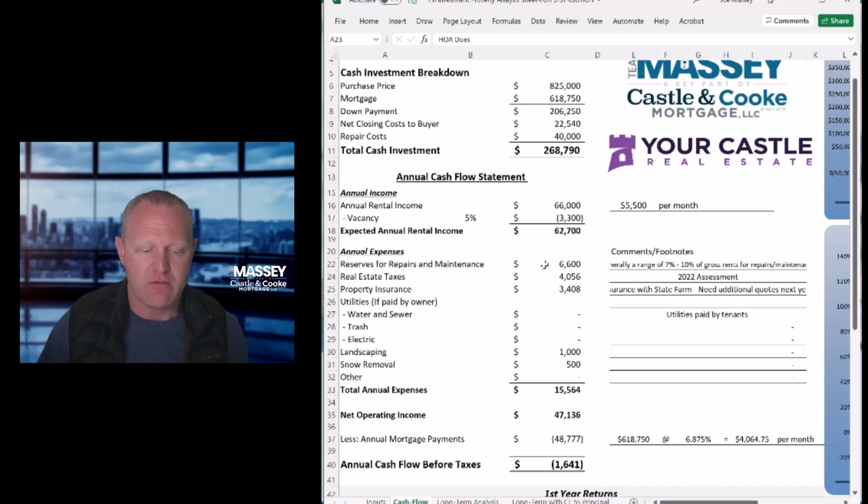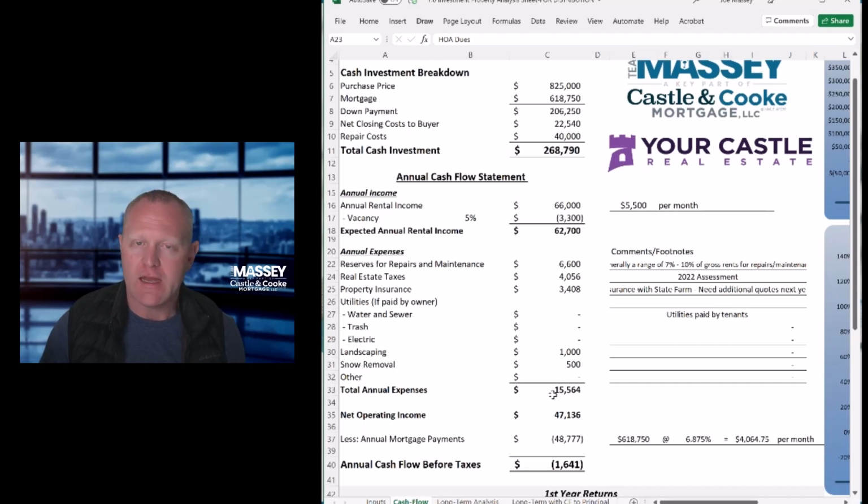Next, you've got reserves for repairs and maintenance. So we estimated 10% of this annual rent, which is $6,600 a year. Property taxes from the 2022 assessment, property insurance with State Farm, and then utilities paid by tenant, water, sewer, trash, no costs to the landlord for that, and landscaping, roughly $1,000, snow removal, another $500, and any other expenses, you would put those in here. In this case, we don't have anything, but you could input those back on that inputs page.